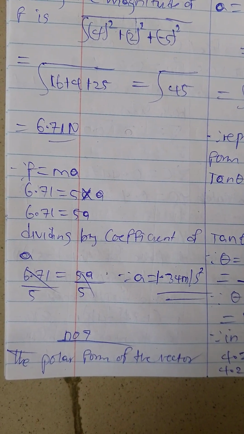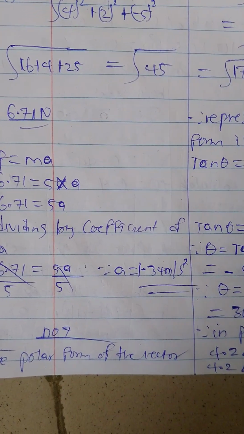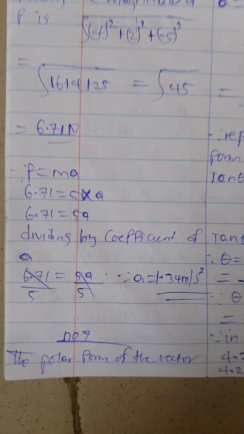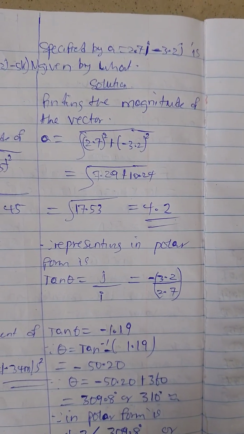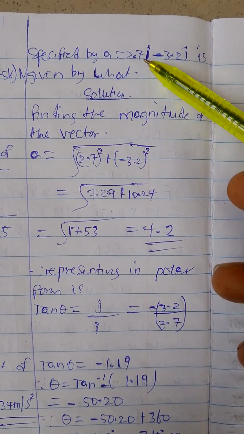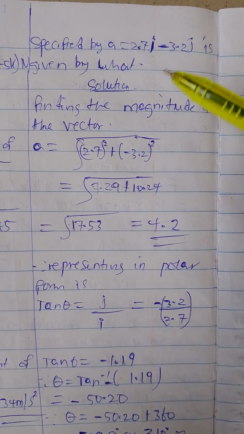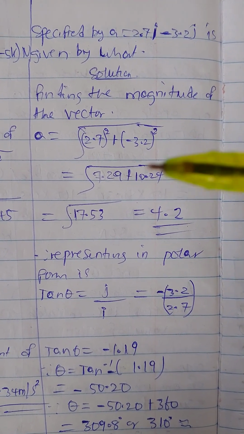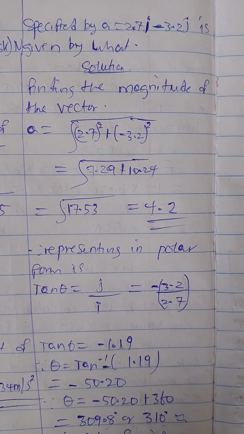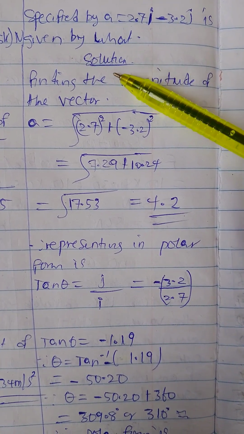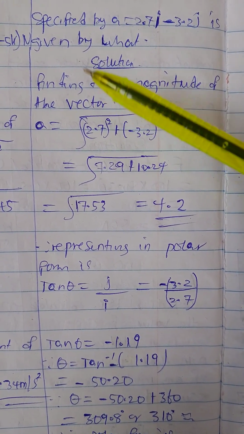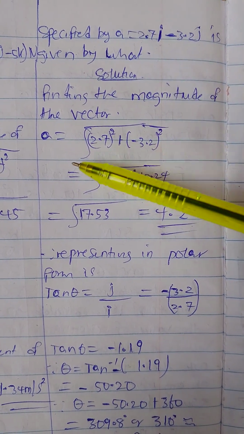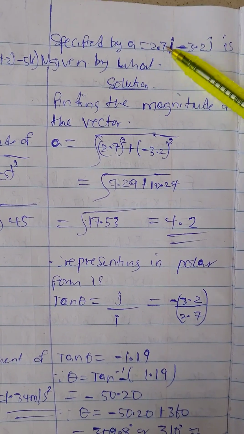Now number 7 says that the polar form, this is very, very simple. Number 7 says that the polar form of the vector specified by a equals 2.7i minus 3.2j is given by what? Now solution, for us to find the polar form of a vector, first find the magnitude of that vector. Now this is a. Now the magnitude of this a is what?